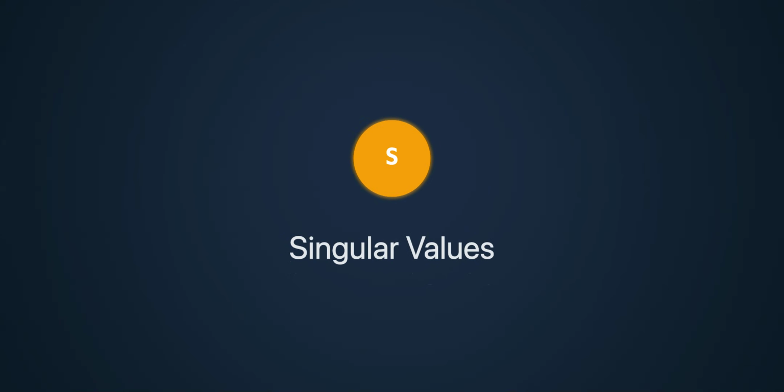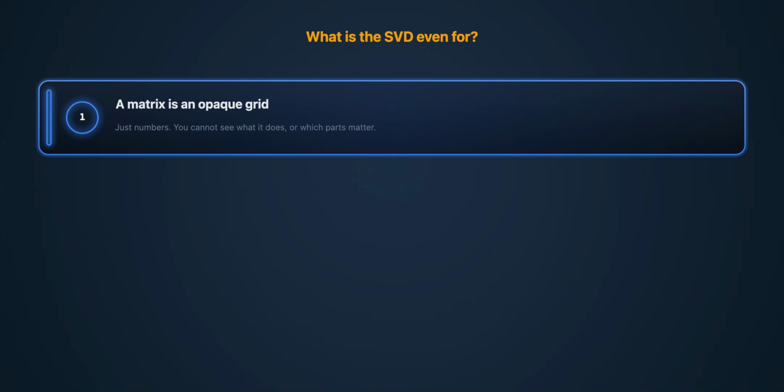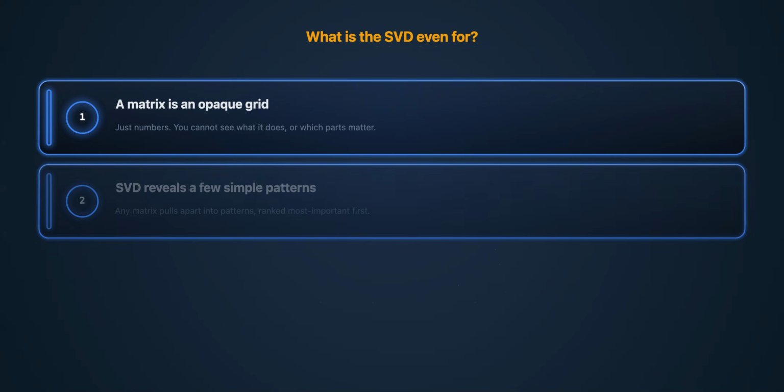The SVD, the most useful factorization in all of applied math. Every matrix is rotate, stretch, rotate. A matrix is just a grid of numbers. Look at it, and you cannot tell what it does or which parts matter. The SVD pulls any matrix apart into a few simple patterns, ranked from most important to least.